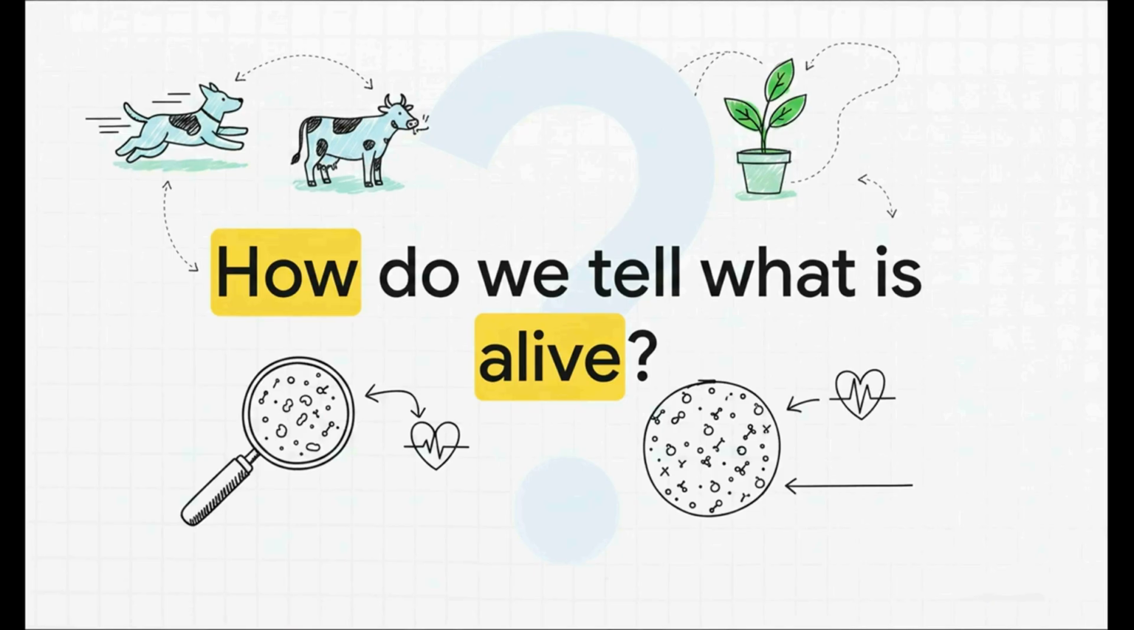So let's start with a really fundamental question. Basically, how do we actually tell the difference between what's alive and what's, well, not? If you see a dog running around or a cow chewing grass, sure, it's easy. But what if they're fast asleep? Or what about plants? See, the common trap is just looking for visible movement. But visible movement is nowhere near enough to define life.